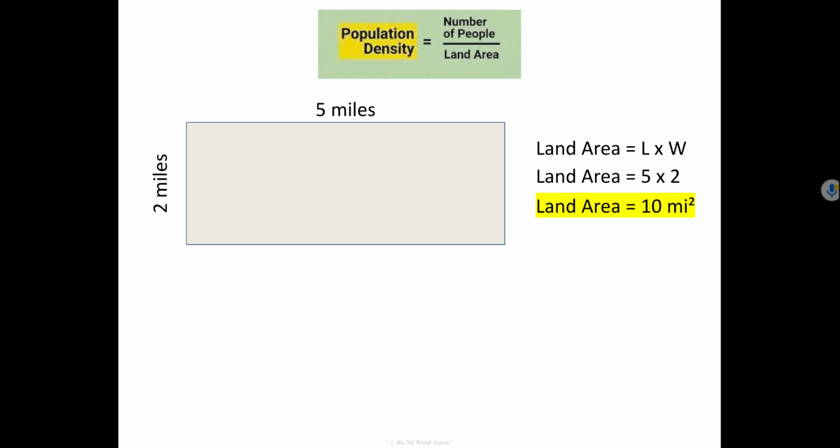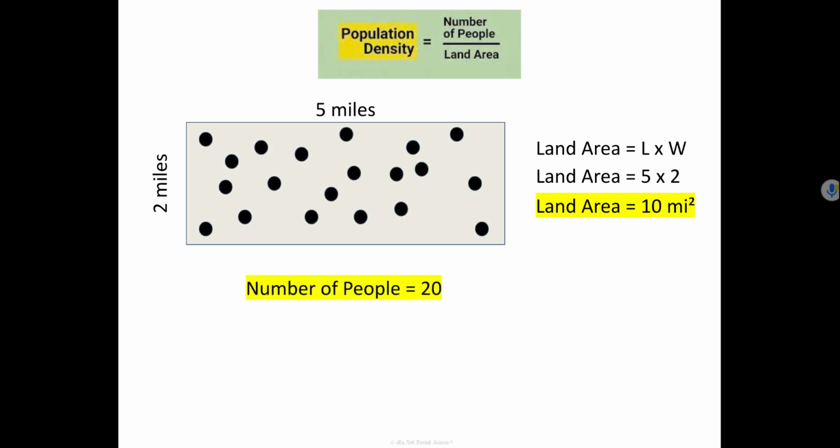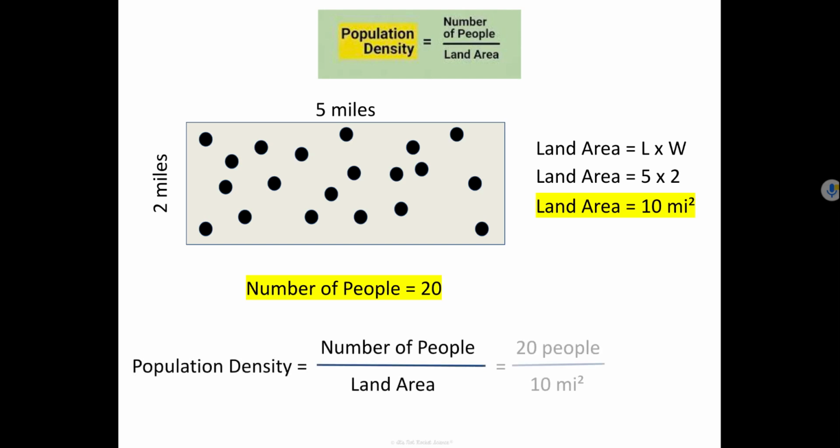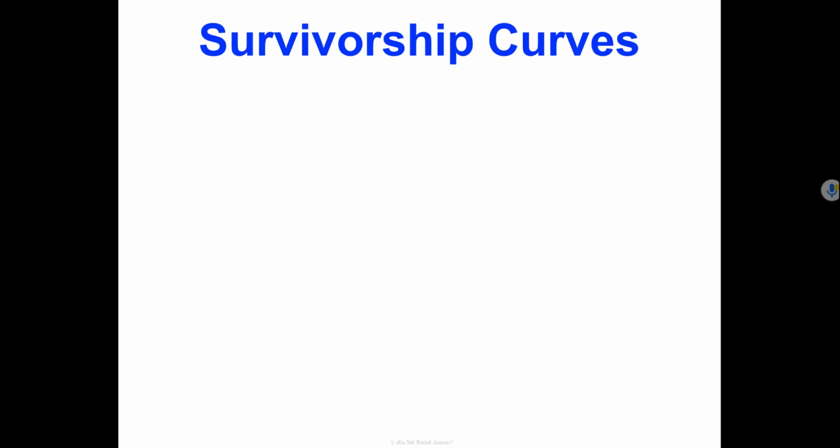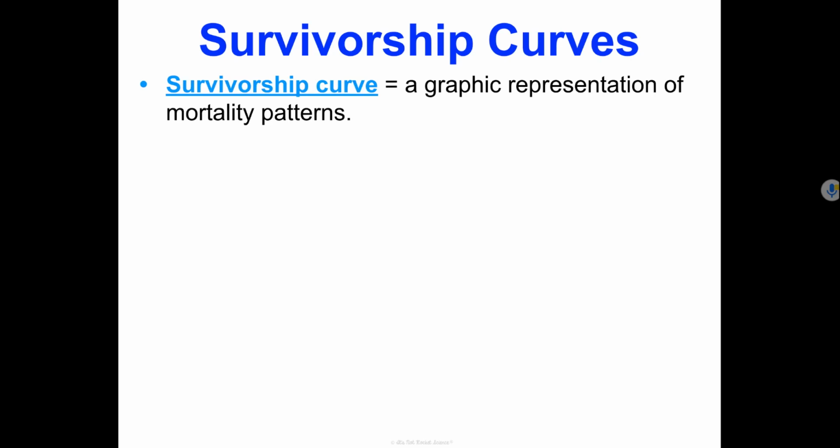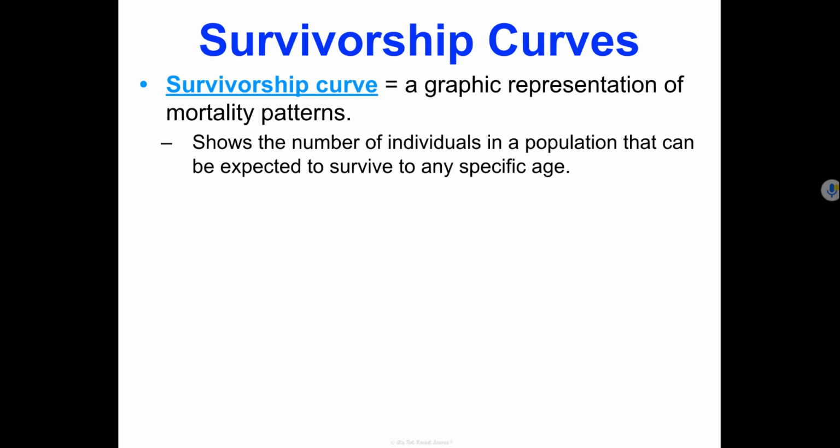Now you count the number of people living on that piece of land. Say it's 20. You then just plug the numbers into your equation. 20 people divided by 10 square miles gives a population density of 2. Now, individuals in a population die, and mortality is a measurement of the rate of death in a population. You can graph patterns in mortality using what's called a survivorship curve. This is a graphic representation of mortality patterns. It shows the number of individuals in a population that can be expected to survive to any specific age.